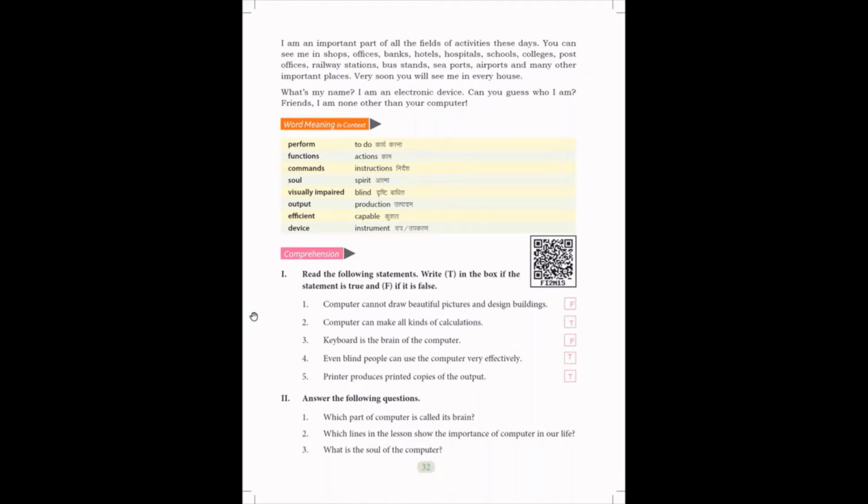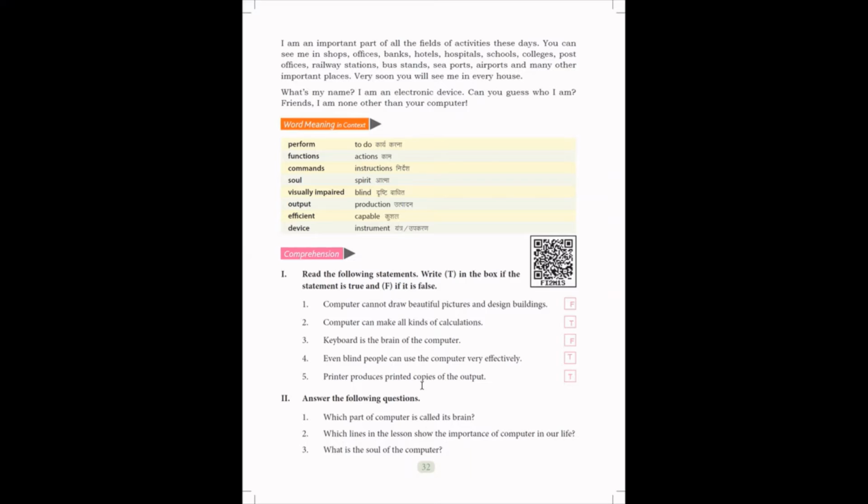Okay. Third is keyboard is the brain of the computer. It is false. So what is the brain of the computer? CPU. Okay. Even blind people can use the computer very effectively. True. And the last one is printer produces printed copies of the output. It is true. Thank you.